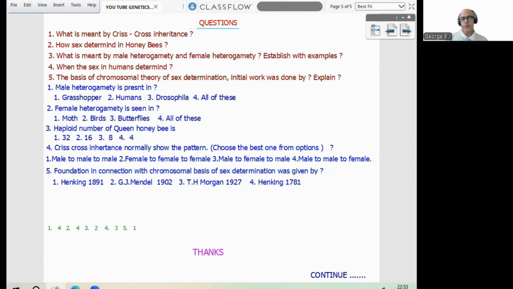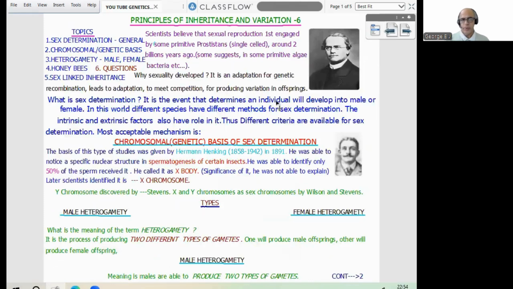In this page, you can find 5 theory questions, 5 NEET model questions with the key. So what all things we learned? You can just pass through in this episode. Principles of inheritance and variation, sixth one, topics 5 plus 1. Initially we identified when and where sexuality came. What are the suggestions? After that, why sexuality developed, adaptation, and what is sex determination.